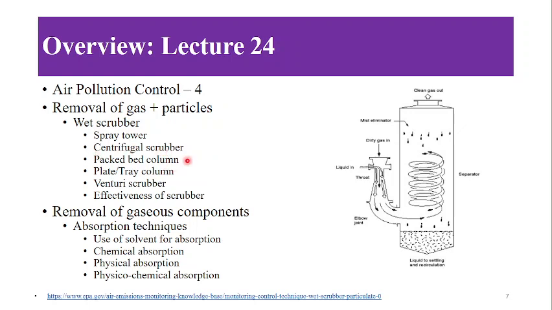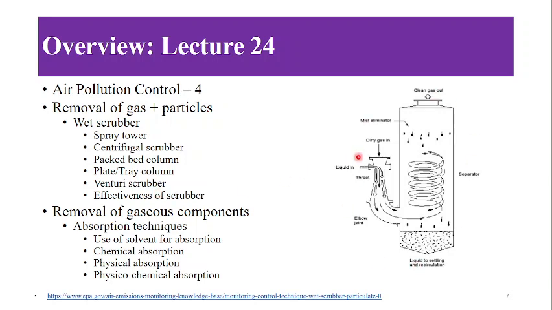Another can be a centrifugal scrubber, which utilizes centrifugal force. Next can be a packed bed column. You can use packing so that there is better contacting, and thus the particulate matter can be removed from the dirty air. Another can be a plate or tray column, where different arrangements of trays in the vertical height of the column are used, also for better contacting. Another can be a venturi scrubber, which is shown here.